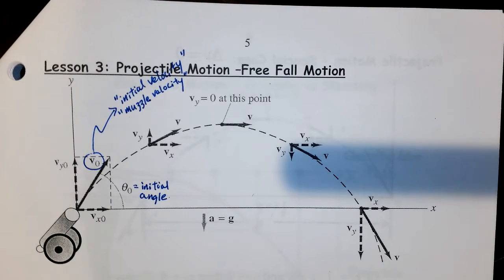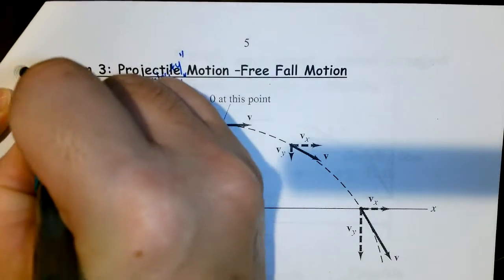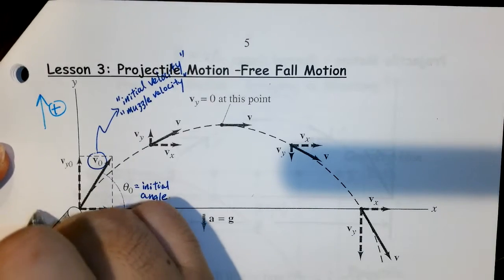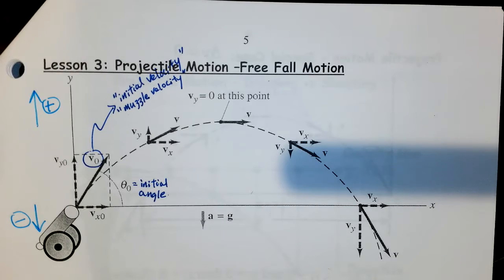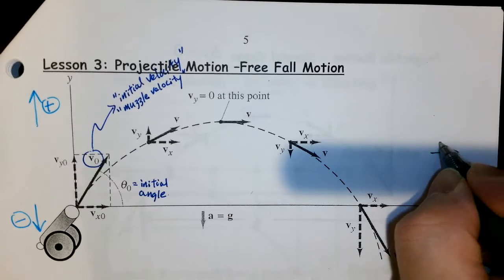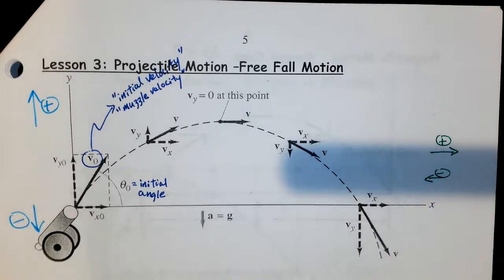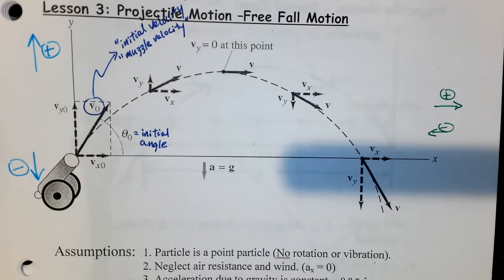We're going to consider up direction to be positive and down direction to be negative. And we're also going to consider to the right as positive, and to the left as negative. So we have to establish the direction when we start this.